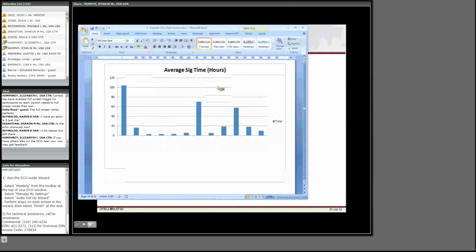And then this is taking that same data, we just take the average signature time. So you can see again that one provider who had all the red, his average signature time was over 100 hours for each of his notes.